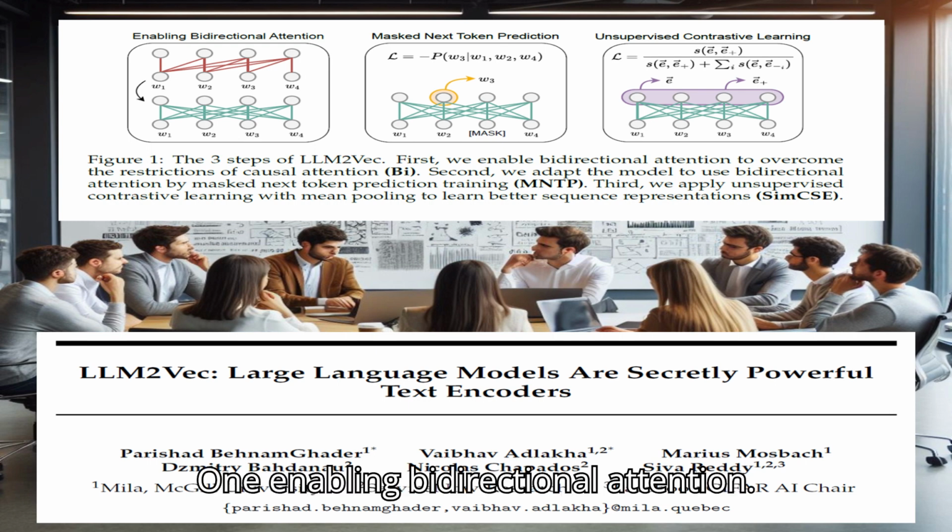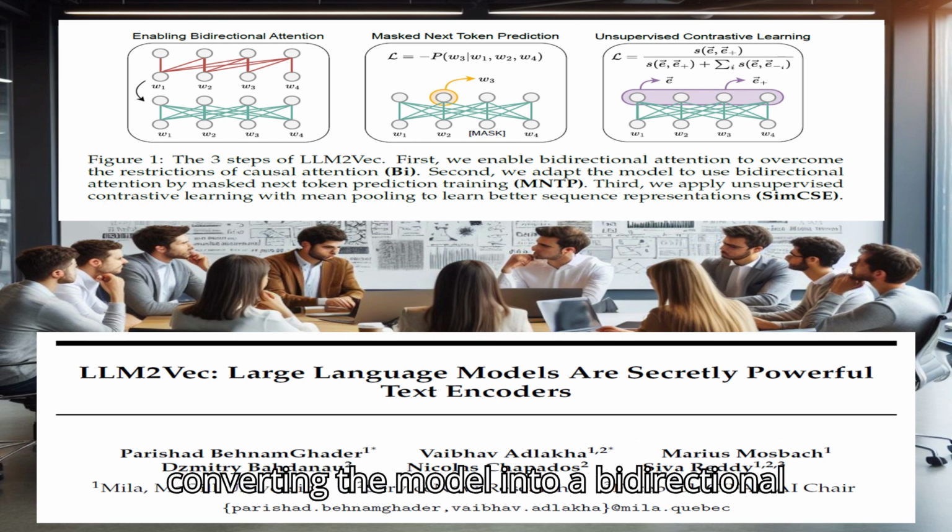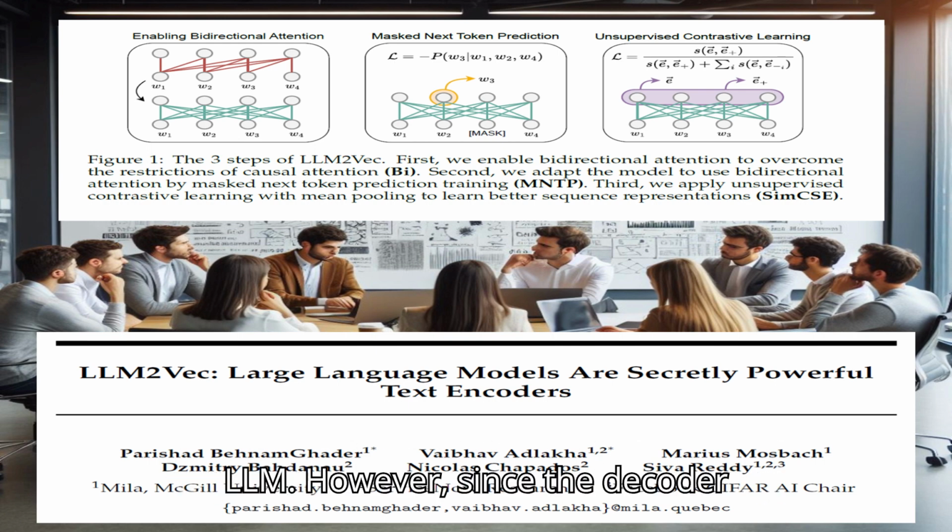1. Enabling bidirectional attention. The first step in the LLM2Vec approach involves replacing the causal attention mask of decoder-only LLMs with an all-ones matrix. This modification allows each token to access every other token in the sequence, effectively converting the model into a bidirectional LLM. However, since the decoder-only LLM was not originally trained to attend to future tokens, this straightforward approach could potentially lead to suboptimal representations.